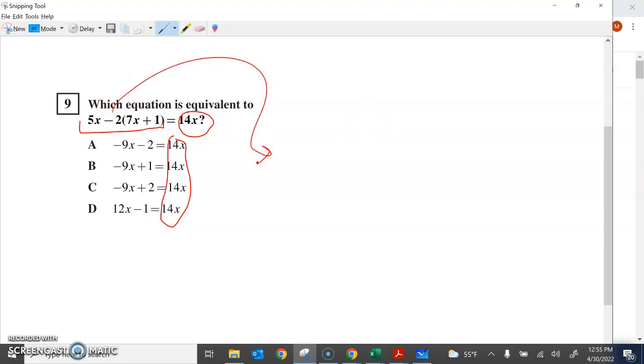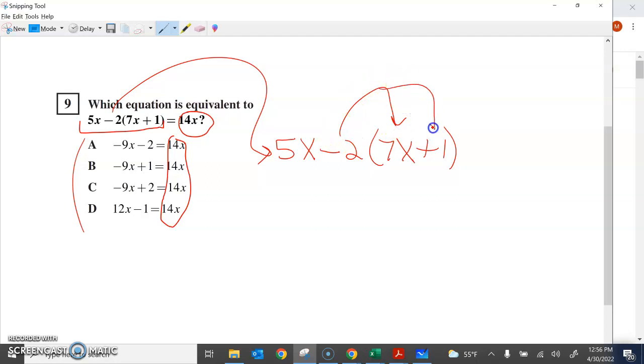and see what we can do to change it. Now, I always tell students, make sure you look at it, see if you can identify any obvious differences. Well, this one here has parentheses, doesn't it? So that's probably telling us that we need to get rid of the parentheses because none of the choices have parentheses. So 5x minus 2 and then 7x plus 1. So how do you get rid of parentheses in algebra? You distribute. You multiply this number times all of the terms inside.